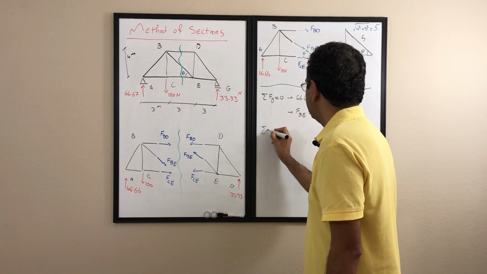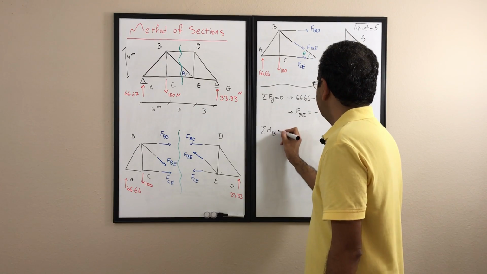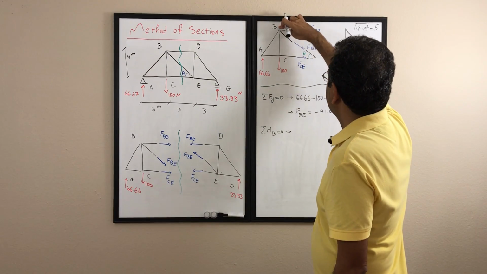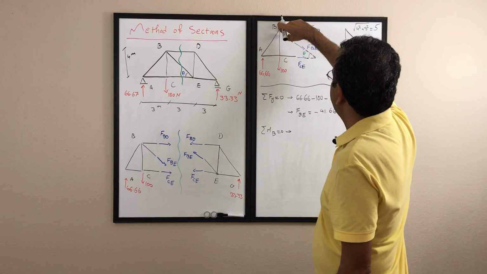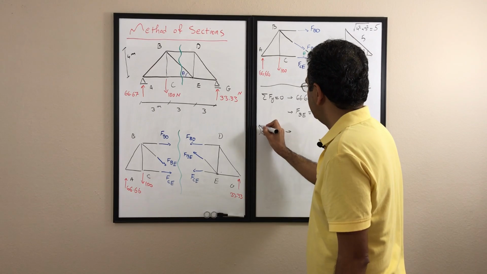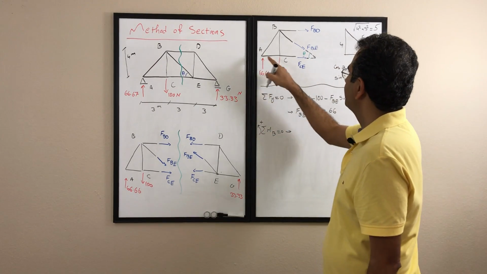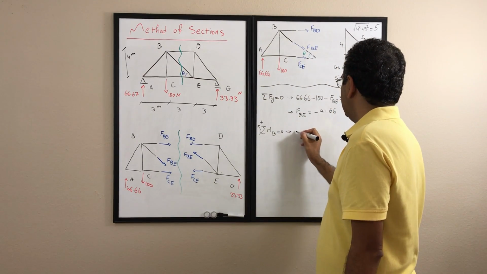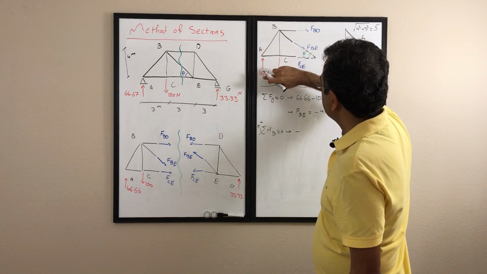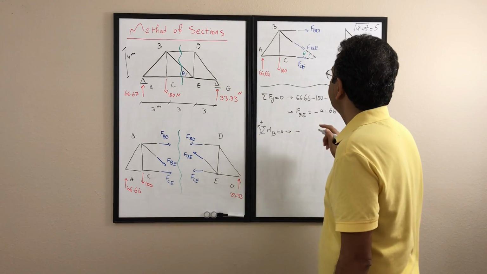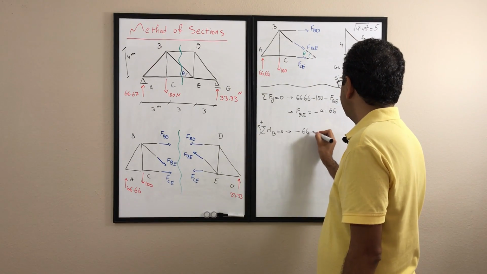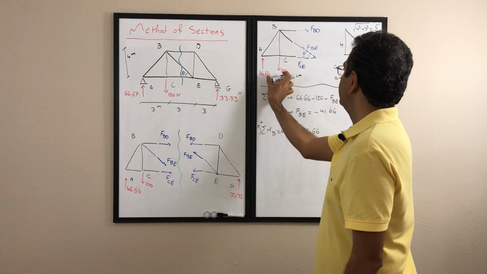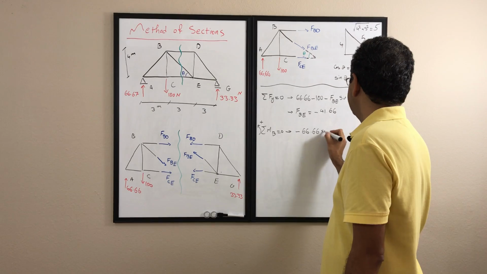So if I write the sigma M about B is 0, then if I look at it here, about B, let's have the counterclockwise positive. Then 66 is going to rotate it clockwise, so it's going to be negative about point B. So 66 about point B is going to rotate it, so it's going to be negative 66 times the normal distance, which is 3.